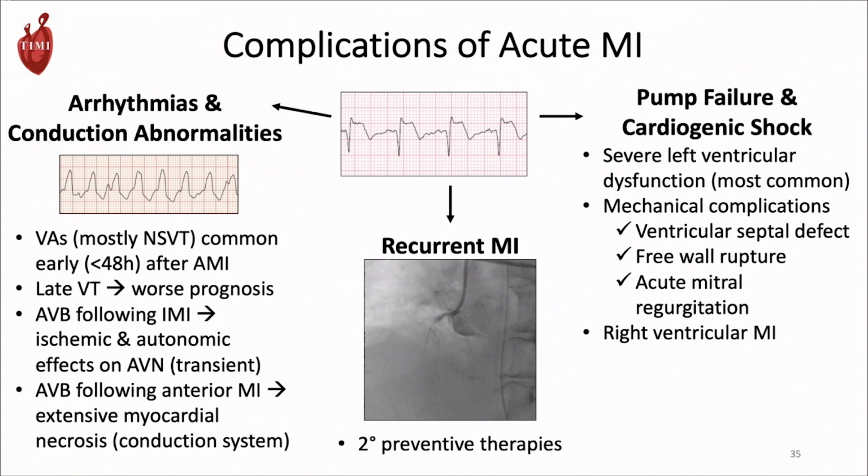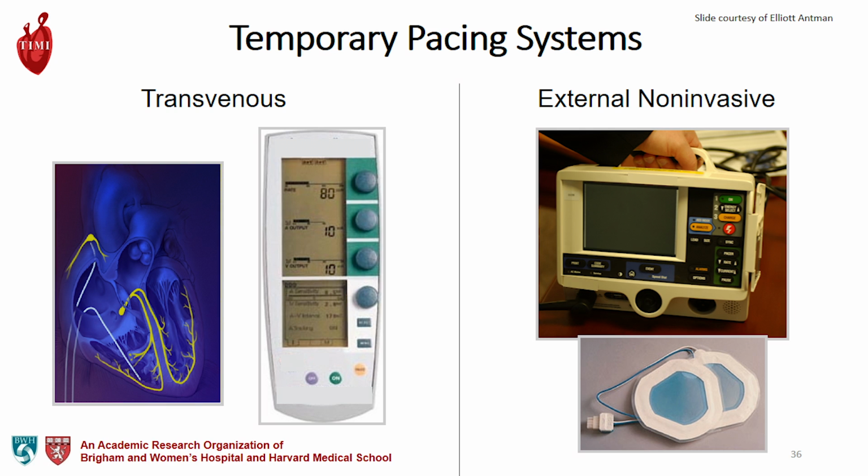And then the other thing that we worry about is the development of heart failure, of pump failure, and cardiogenic shock, which is most commonly related to severe left ventricular systolic dysfunction, but can also be the result of mechanical complications, including ventricular septal defects, free wall ruptures, acute mitral regurgitation, or right ventricular myocardial infarction, which can give different hemodynamic derangements, but ultimately the same syndrome of cardiogenic shock.